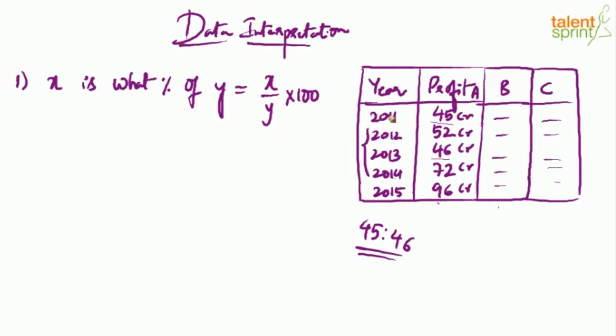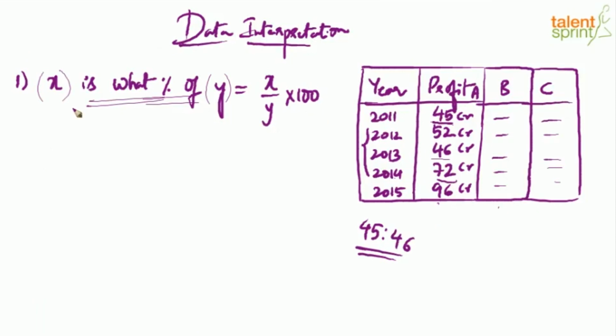So if you try to map the question with this equation, the profit of A in 2011 is like X, which is what percent of the profit of company A in 2014, which is Y. So X is the profit in 2011, which is 45 crores. Y is the profit in 2014, which is 72 crores. We have to find out X is what percent of Y. So 45 by 72 into 100, right? X by Y into 100. So a very, very important concept. X is what percent of Y. You should take it as X by Y into 100.